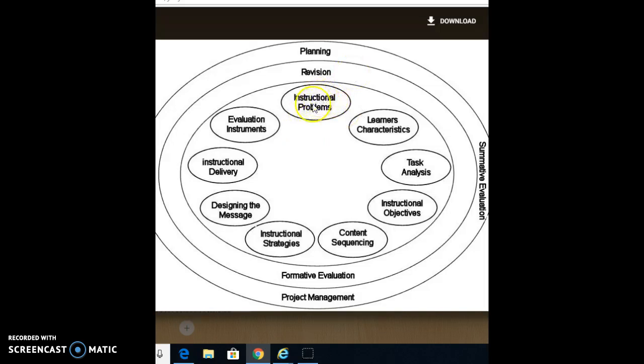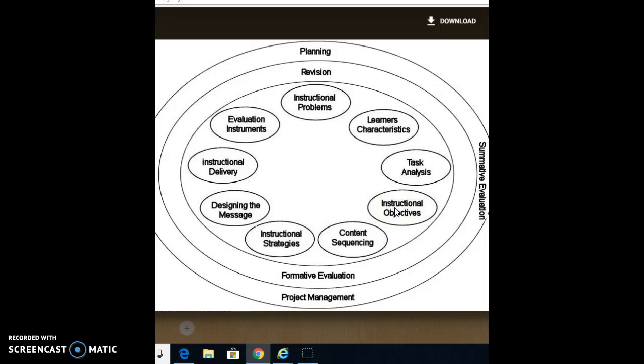the instructional problems, where just the specific goals and issues are identified. Learner characteristics is another element. So that's where the designers may think about who's going to be enrolled in the course, what type of learner are they. Task analysis, that's where really the course content will be clarified in relation to the goals and purposes.